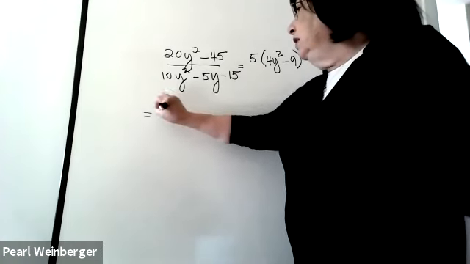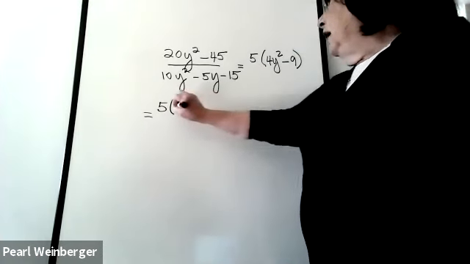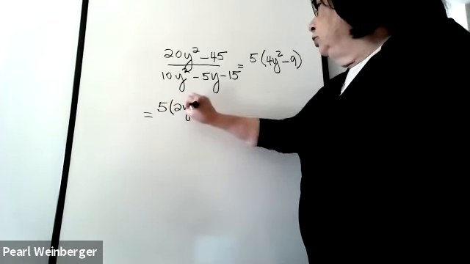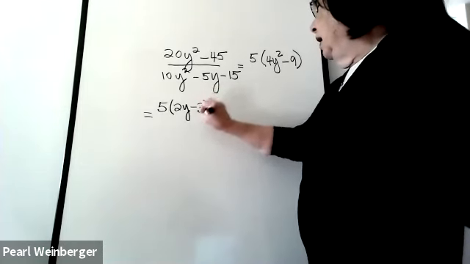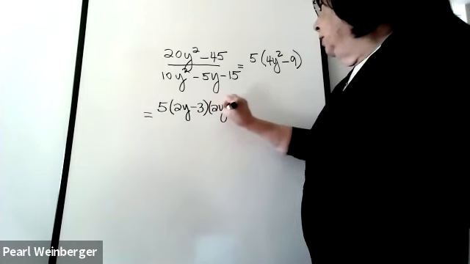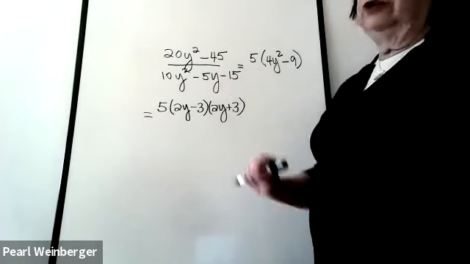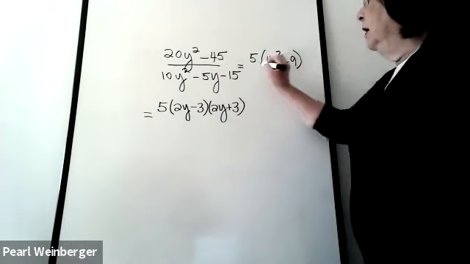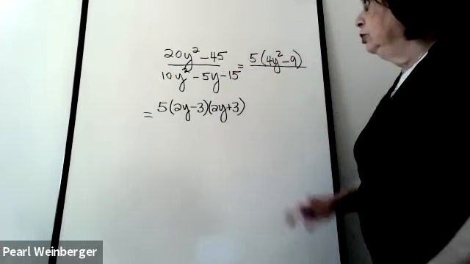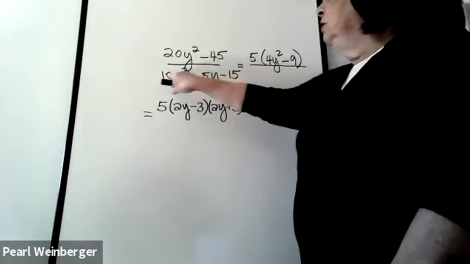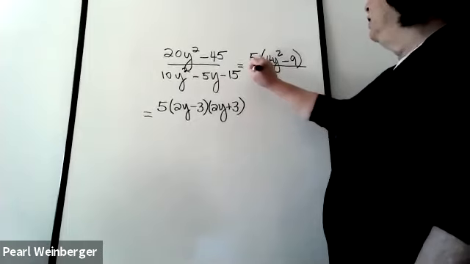So to complete this factoring, I'm going to leave my 5 on the outside, and my two parentheses are going to be 2y minus 3 and 2y plus 3. So totally, completely factor your numerator. Then go back and totally, completely factor your denominator. Well, in your denominator, there is again a common factor. It happens to be 5.